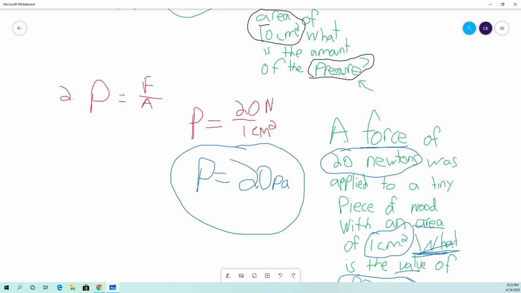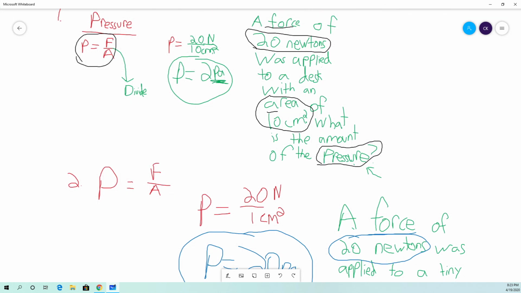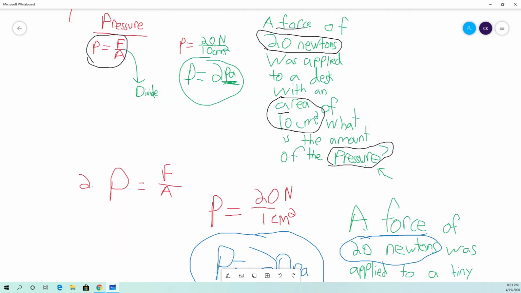So just to recap, what we learned today was how to calculate pressure. You've got to find your unknown, make sure you have the right equation, take your 2 knowns, plug them where they go, and then perform the operation, which is division. Get your answer, and make sure you attach the proper unit.